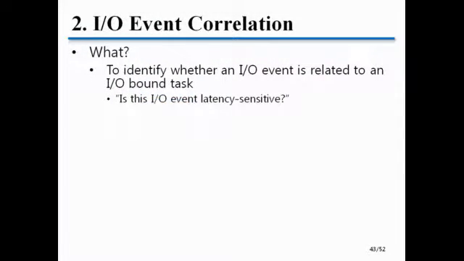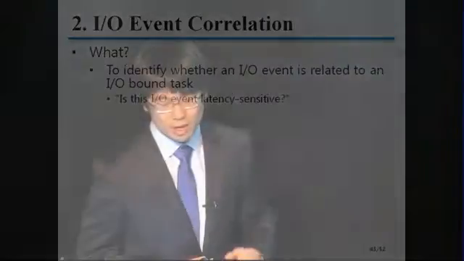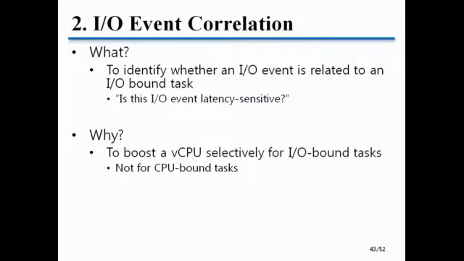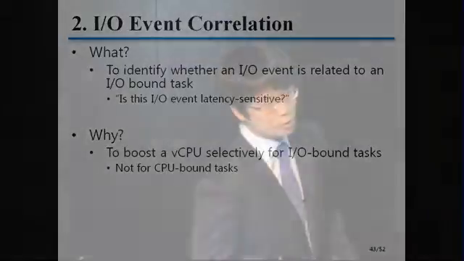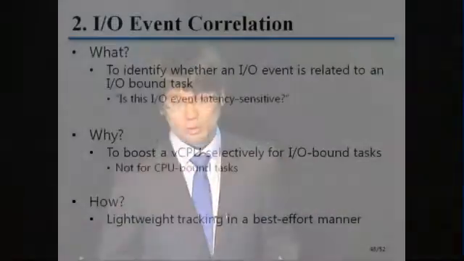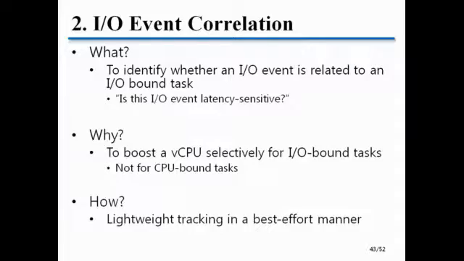So now that we can identify the I/O bound task, we have to distinguish which I/O event is related to the I/O bound task. We use this correlation to determine which I/O event is latency sensitive. So the correlation allows the VMM to selectively boost the vCPU for latency sensitive I/O events, not the I/O events for the CPU bound ones. In order to achieve this goal, we also devised the lightweight tracking in a best effort manner in order to keep the VMM lightweight and as simple as possible.